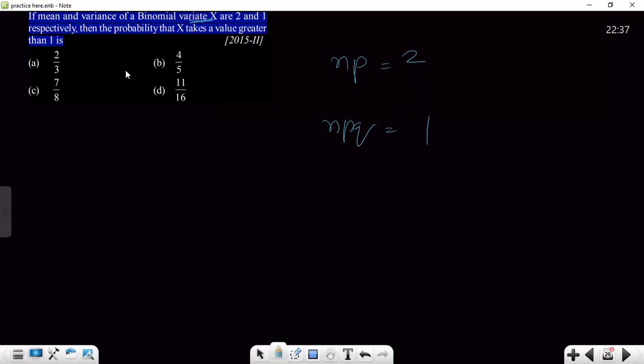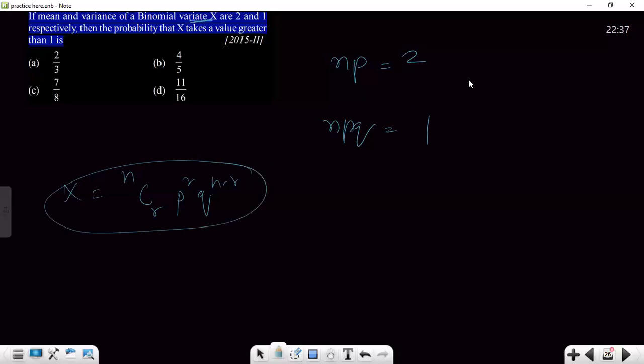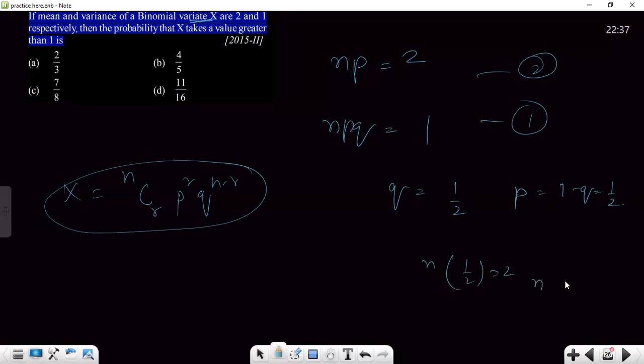So what is X's probability? It is nCr p raised to power r, q raised to power n minus r. First, let's find q by dividing equation 1 by equation 2. Dividing equation 1 by 2 makes q equal to half. If q is half, p is 1 minus q, that is also half. What is n then? If np is equal to 2, then n becomes 4.